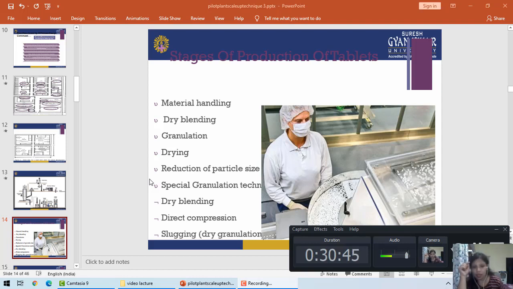The direct compression technique is very simple, but there should be compressibility in the ingredients. The drugs as well as the excipients should be compressible in nature. If not, you cannot use this direct compression technique. In dry blending, you just need to blend and then compress it like this. Okay.